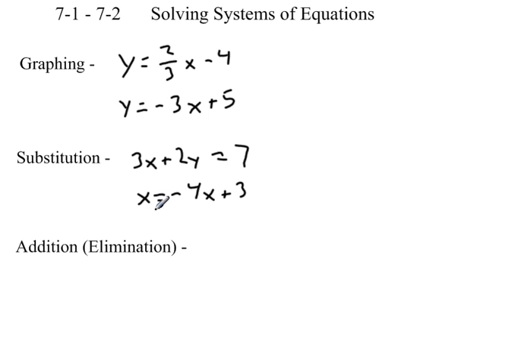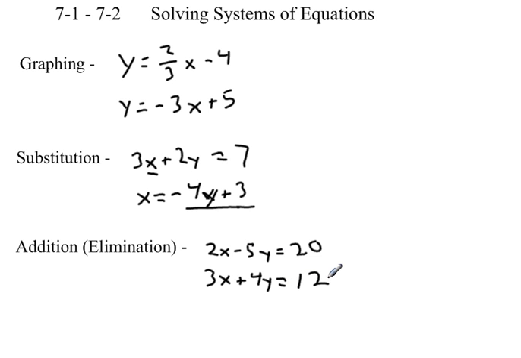So if our system looks like this, we could plug all of this information, whoops, it should be a y, all of this information in place of x up here. Addition or elimination works really well if you have a system of equations that has everything lined up, like your x's, then your y's, and then equals your solution. If everything's lined up, x's, y's, equal sign, answer, addition or elimination works out really well.